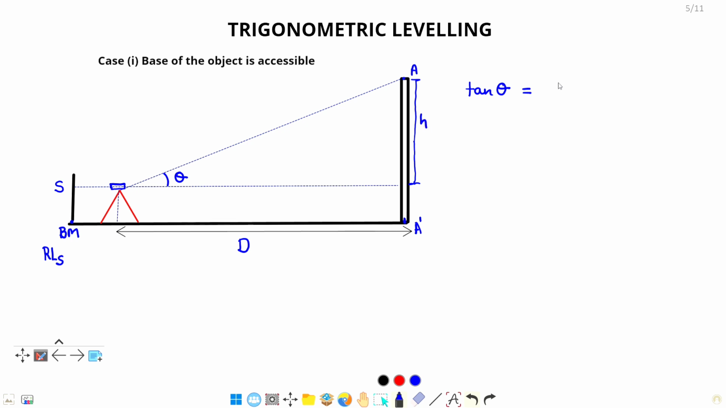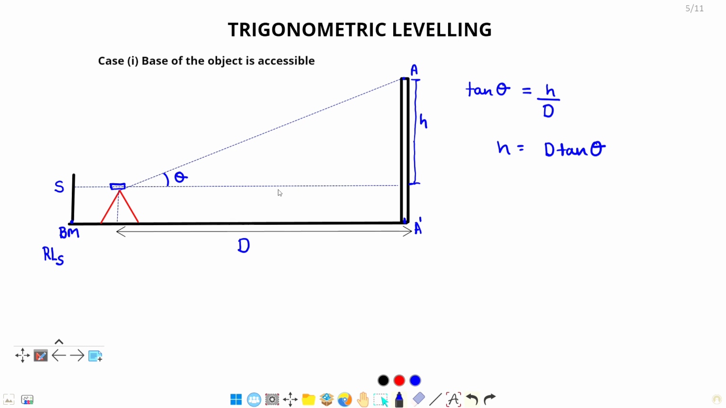Assuming it is h, tan theta will be equal to h upon d. See in this triangle, tan theta is equal to h upon d. So here we get the value of h, that is d tan theta. Now we know this much height h.